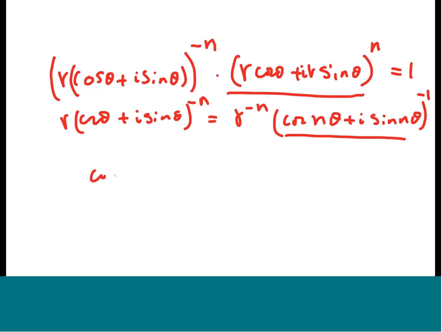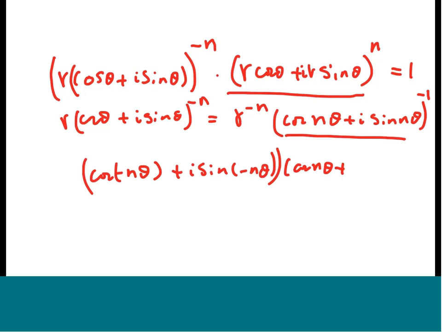So you get cosine negative n z plus i sine negative n z. Times cosine n z plus i sine n z equals 1. So you get the negative going into there. So forget about that.